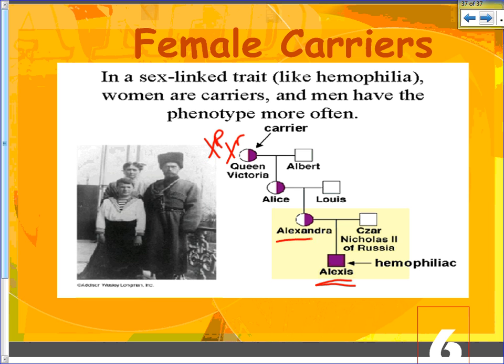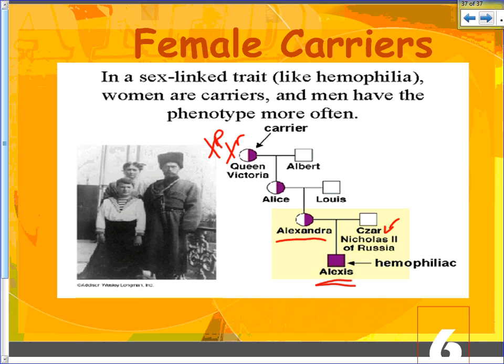Or actually, we'll look at Alexandra here. Alexandra had a 50% chance to pass it on to Alexis. It didn't matter the genotype of Nicholas II of Russia because he does not contribute the X. He contributes a Y to his son. So Alexandra, who was descended from Queen Victoria, who was a carrier for hemophilia, passed the trait on to Alexis.